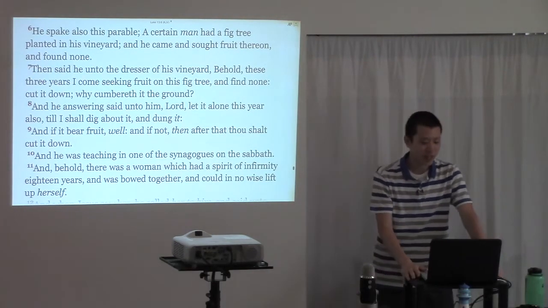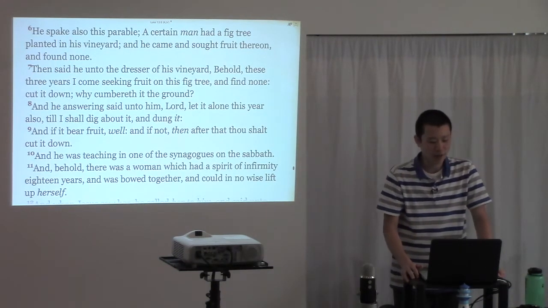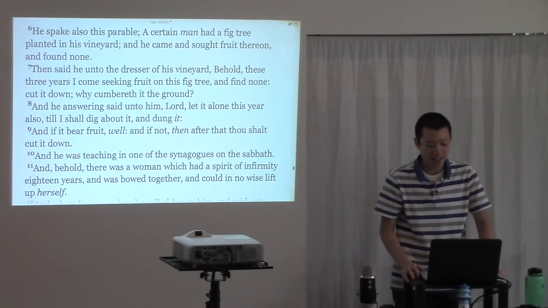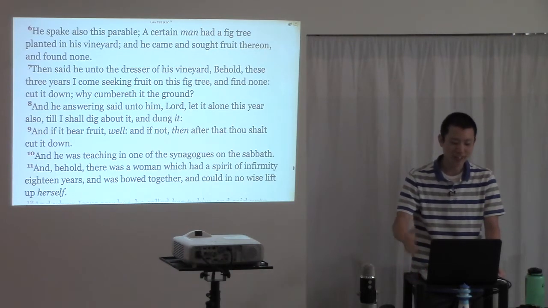I'm always reminded when I think of our example and how our example affects other people, I'm always reminded of this parable in Luke 13. He spake also this parable. A certain man had a fig tree planted in his vineyard, and he came and sought fruit thereon and found none. Then said he unto the dresser of his vineyard, "Behold, these 3 years I come seeking fruit on this fig tree and find none. Cut it down. Why cumbereth it the ground?"